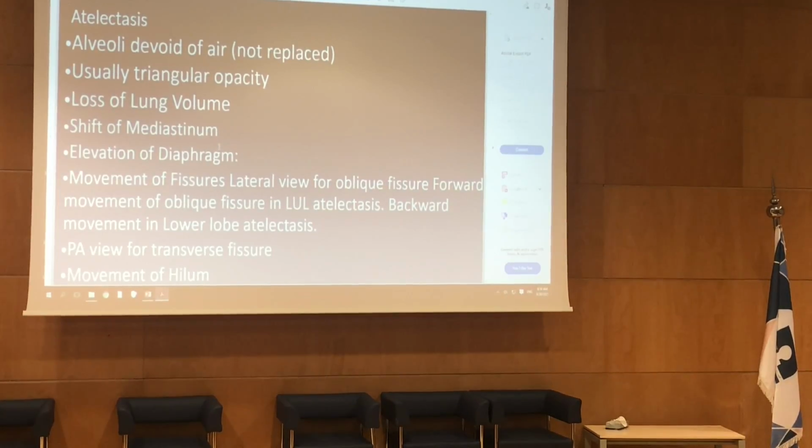The oblique fissure will move forward in case of loss of volume in the upper lobe, or backward if it's in the lower. On the PA view or the frontal radiograph, the transverse fissure will move up if there is a loss of volume in the upper lobe and will move down if there is loss of volume in the middle lobe, not the left lobe. The transverse fissure has nothing to do with the left lobe. Of course, if the atelectasis or collapse is very significant, then it might affect the location of other lobes as well, right?